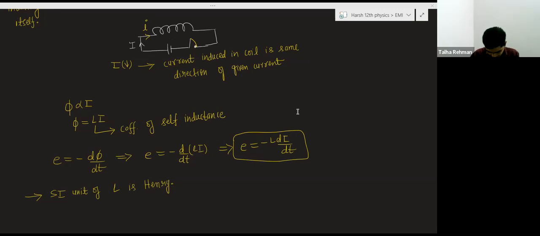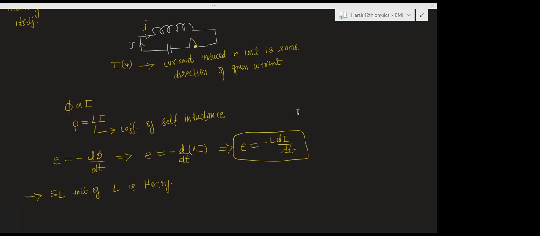So basically, here one of the most important things is Faraday's law of electromagnetic induction and Lenz's law. You can just analyze these two. We are using them again and again.